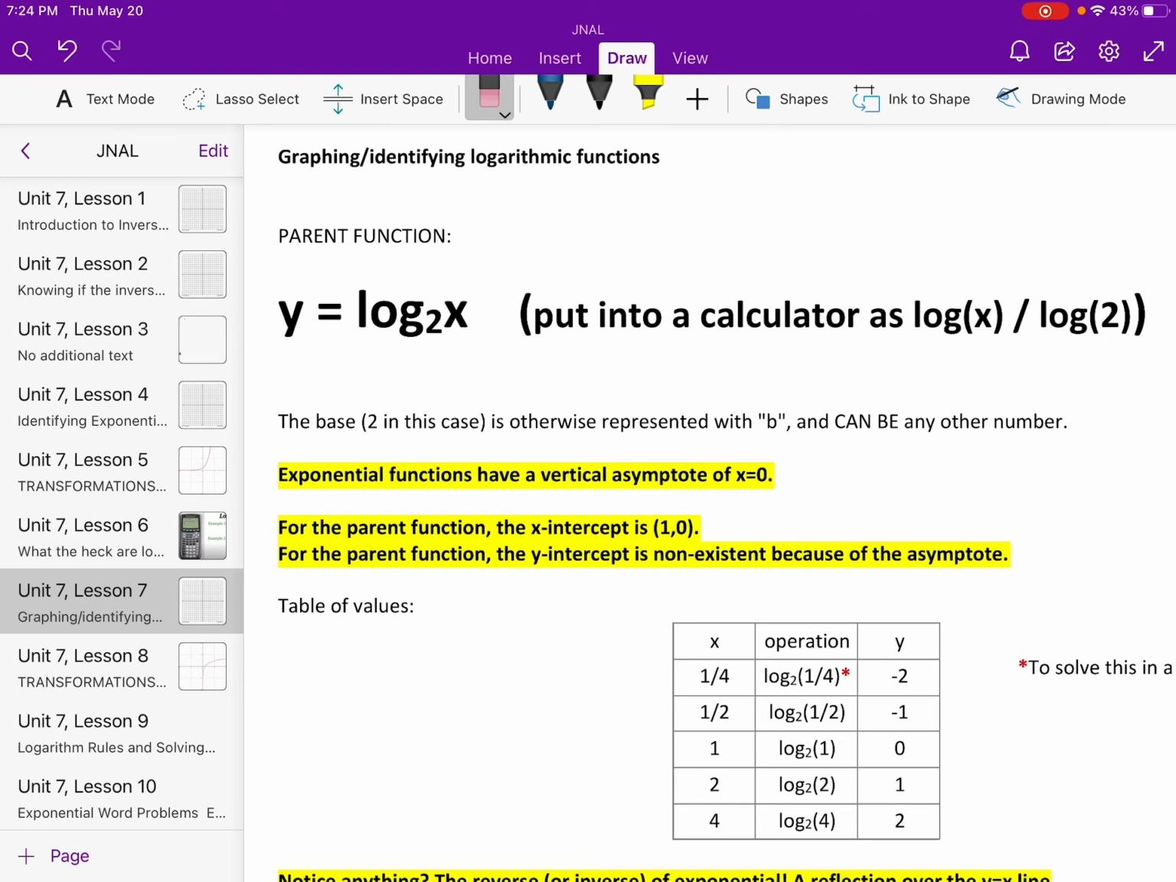I didn't mean to say that about that. We'll review. We'll have logarithm rules in Lesson 9. That's not the next one. I didn't mean to say that.